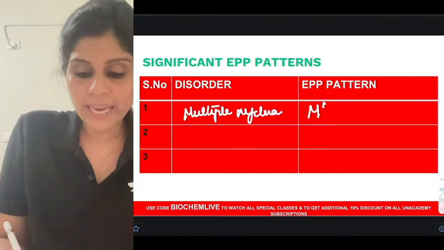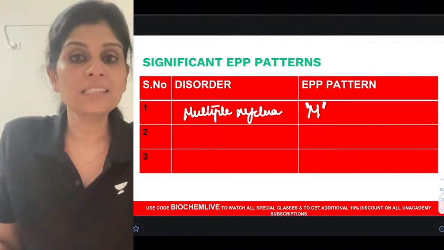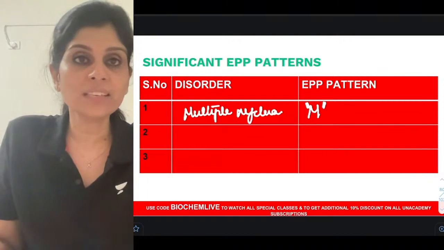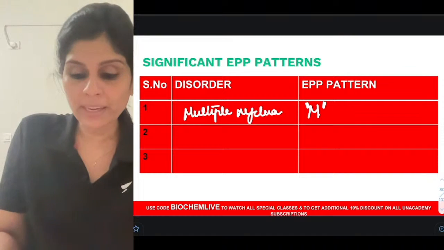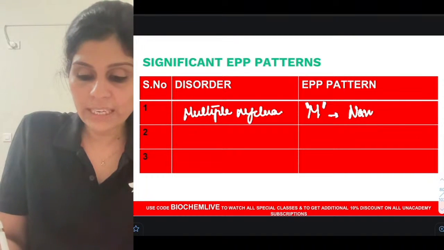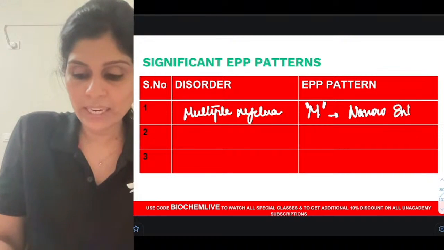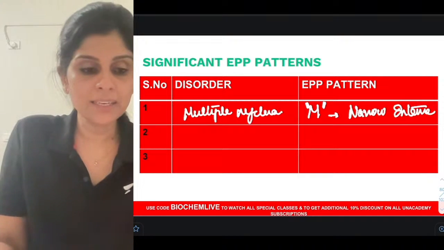Though you call it an M band, and the whole world knows that it's an M band, you should know how to describe the M band. How do you describe an M band? It is a narrow intense band. Yes, it's a narrow intense band that is seen in the gamma region.